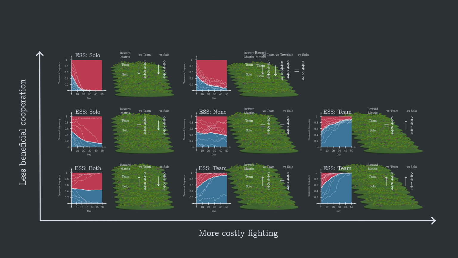All right, one more case where both cooperation and fighting have a high cost. This situation also has a special name. It's called a hawk-dove game. The solo blobs are called hawks, and the teamwork blobs are called doves. Anyway, what do you expect to happen?